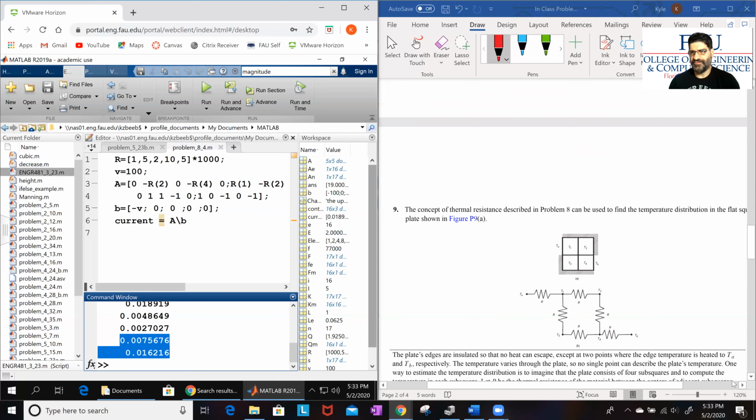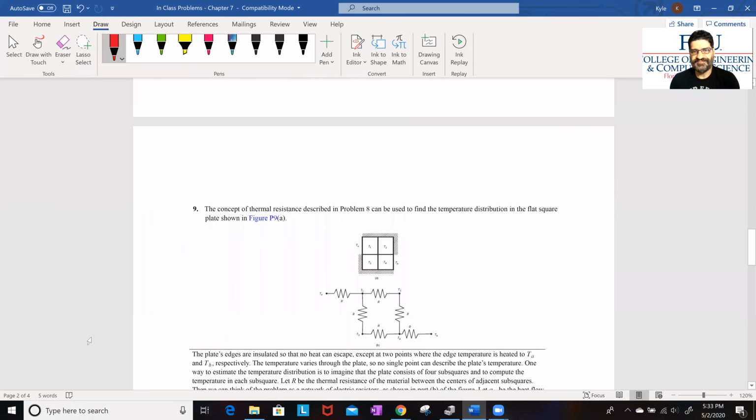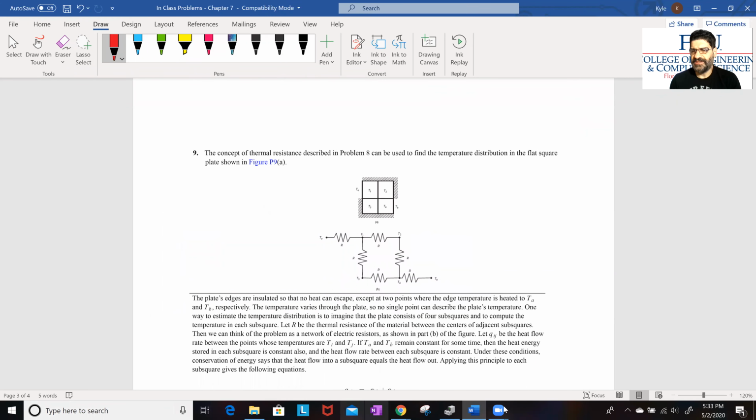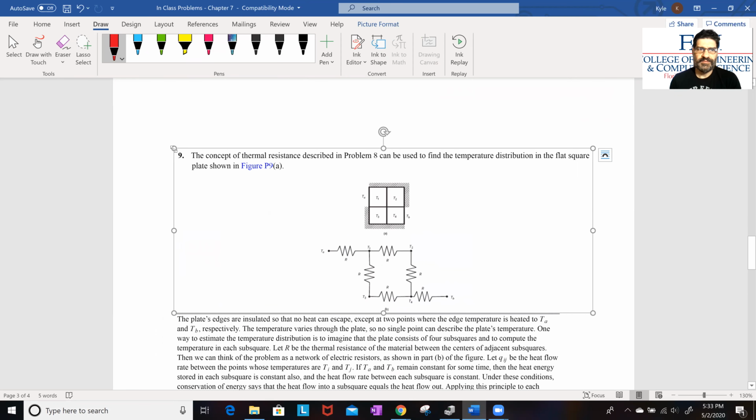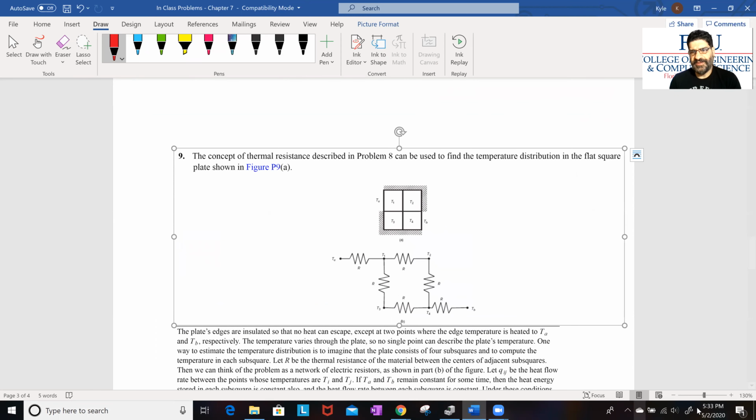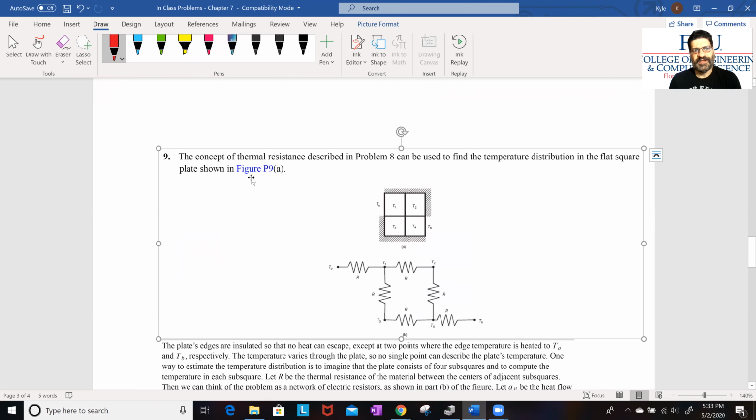So let's move to this problem here. Let me enlarge this one here. All right, so what we have: the concept of thermal resistance described in the previous problem can be used to find the temperature distribution in the flat square plate shown. I'll talk about the concept in a minute.